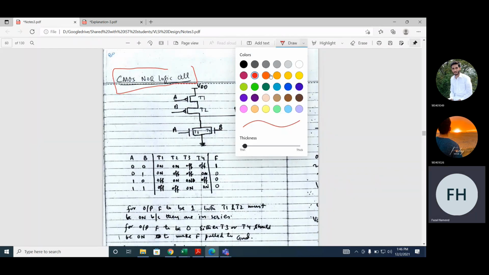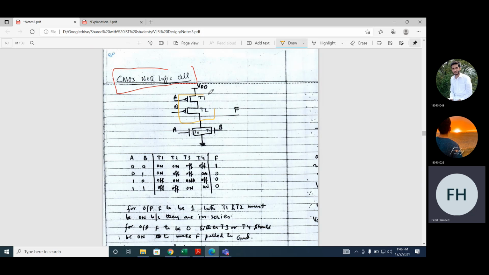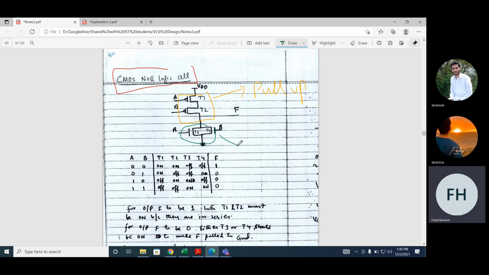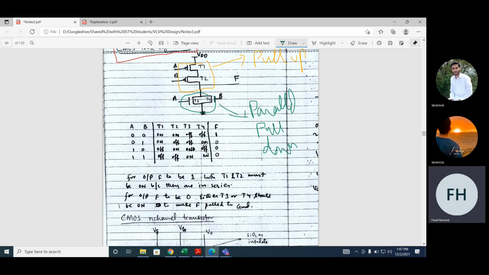Now we will see how we can implement a CMOS NOR logic cell. If you look here, is this the pull-up network or pull-down? Pull-up, and this is pull-down. The pull-up is in series and the pull-down is in parallel. How many possible combinations are there? The same 4 possible combinations.